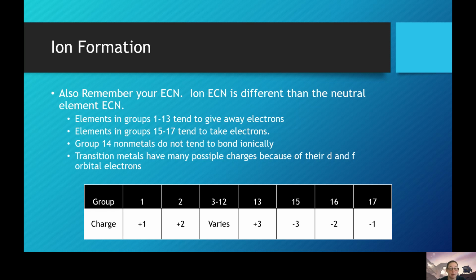And then group 14 nonmetals don't really tend to bond ionically, so we don't deal with them very much in this module. And this includes carbon. And then transition metals have many possible charges because of their D and F orbitals.